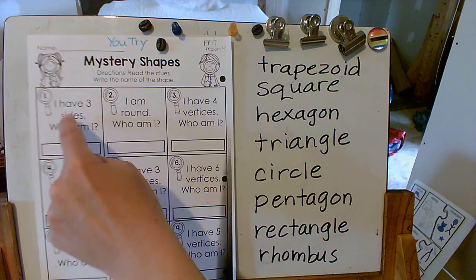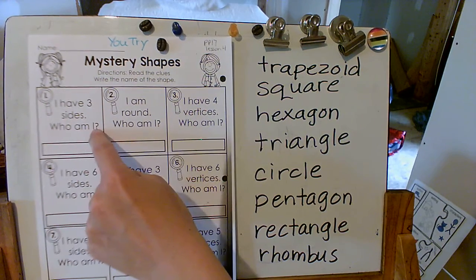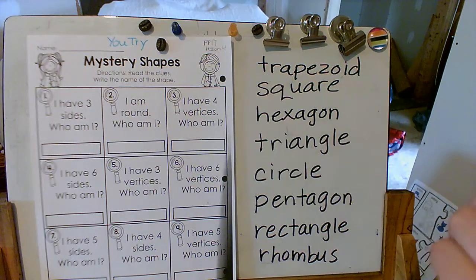I have 3 sides. Who am I? And you're going to pick the word that goes. So on a separate piece of paper, you can number 1 to 9, and you're going to write the name of the shape next to each number.